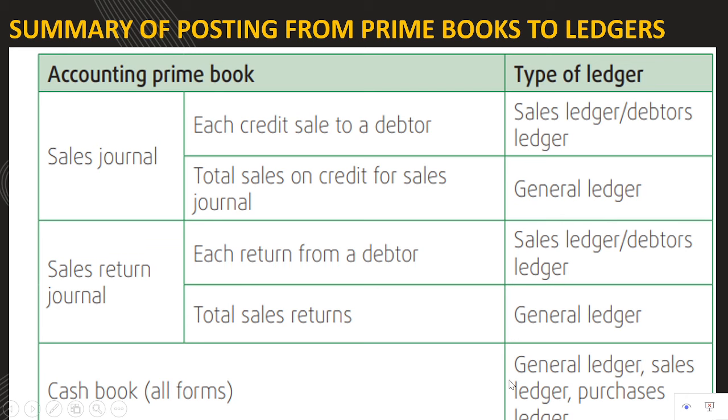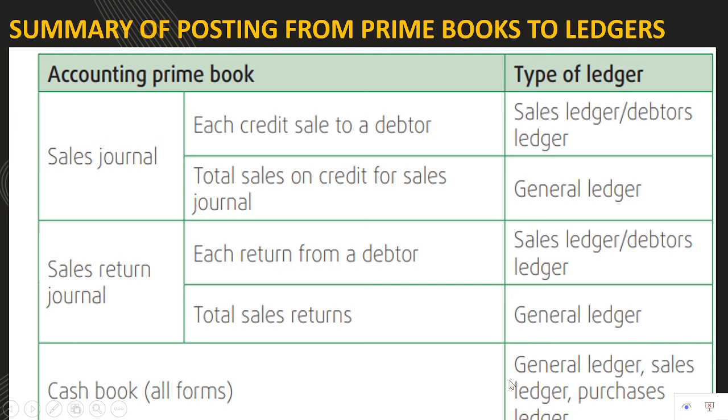Going to the sales journal, each credit sale to a debtor will have to be posted to the sales ledger or debtor's ledger. Then the total sales on credit from the sales journal is transferred to the general ledger, in an account called sales account. For the sales returns journal or returns inward journal, each return from a debtor will have to be posted to the debtor's ledger. And the total sales returns will be transferred to the general ledger, in an account called sales returns account or the returns inward account.